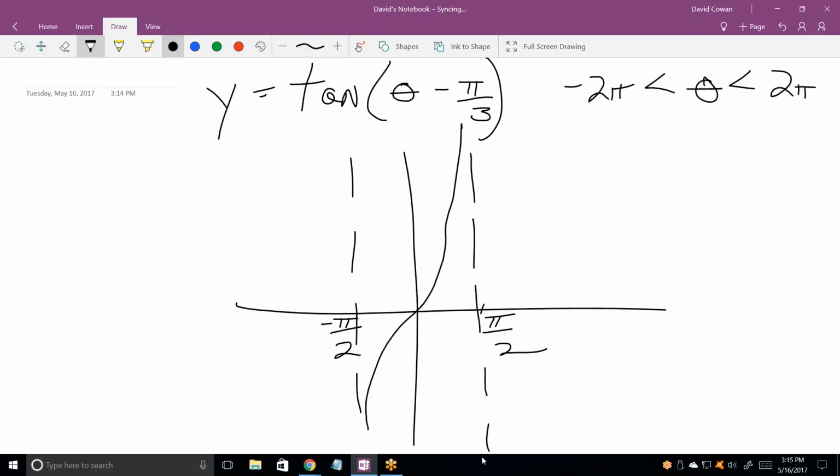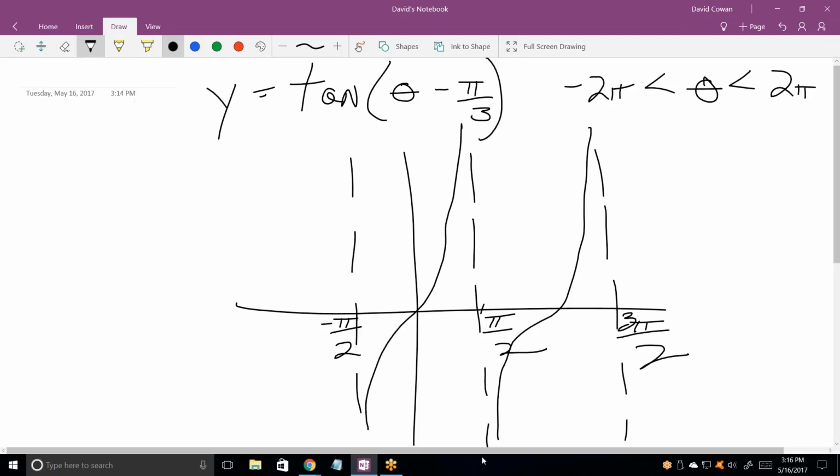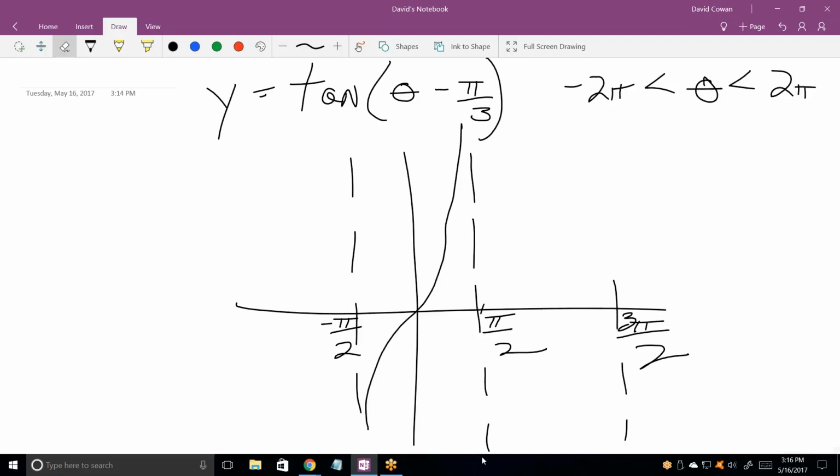So what would the period be? Because this just repeats. In other words, if I draw my next vertical asymptote at 3 pi over 2, then one more period would look like that. So the period would just be pi. Yes, and that's key. The natural period for sine and cosine is 2 pi, but the natural period for tangent is just pi.